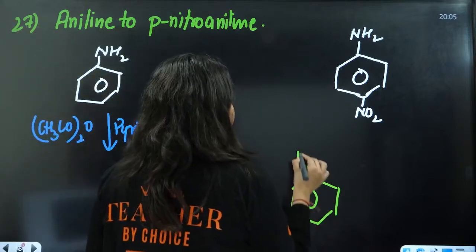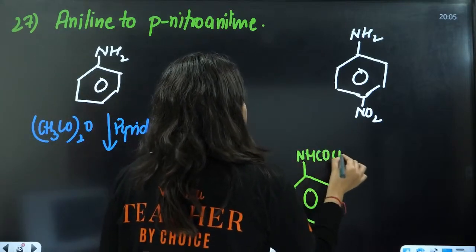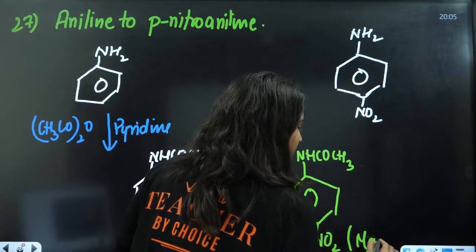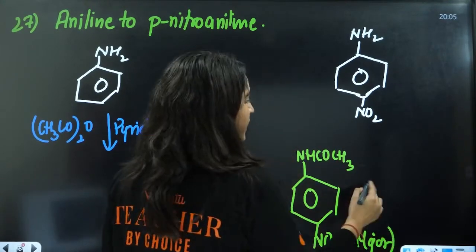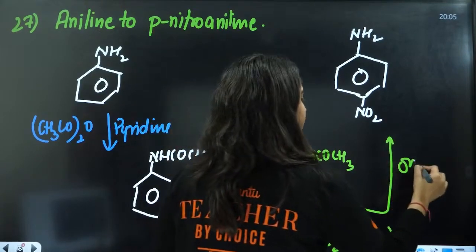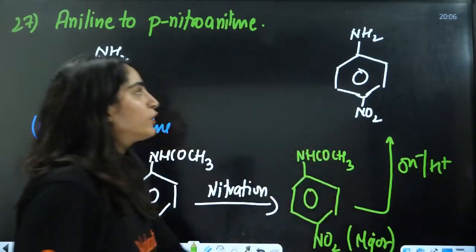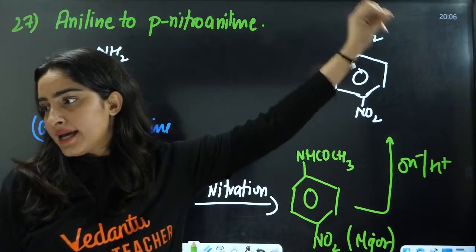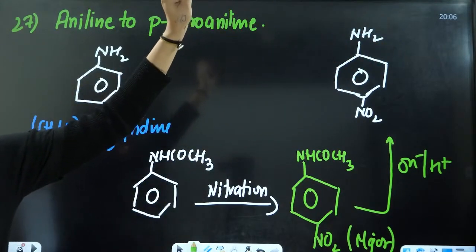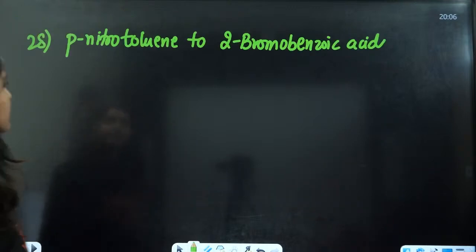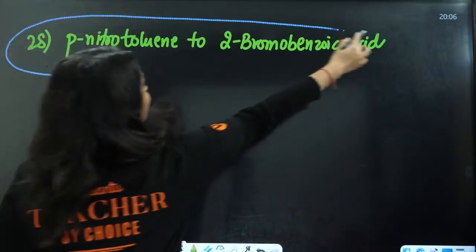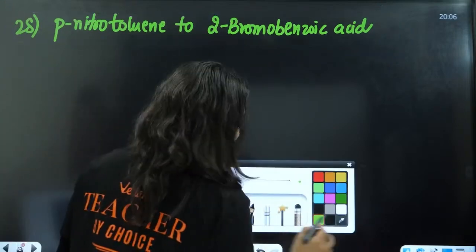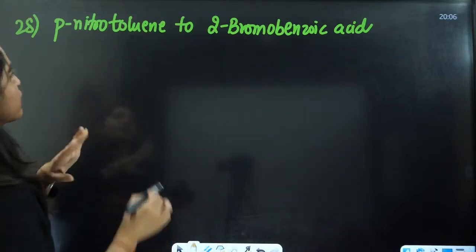Now you will have NHCOCH3 with NO2. This is the major product here, right? Then we will add OH negative or H positive here, and you will get the desired para-nitroaniline. Yes, everyone? Very good. Next, everyone, last three questions here. Now you have para-nitrotoluene.